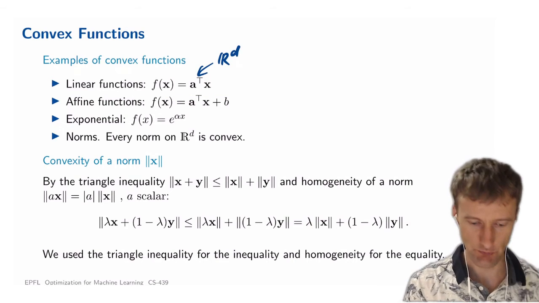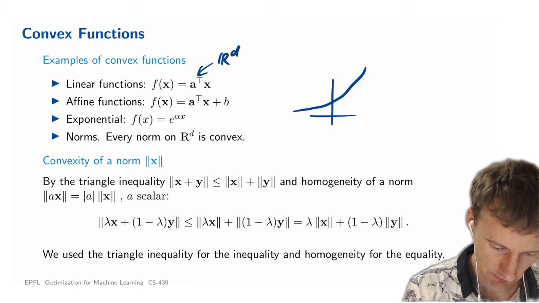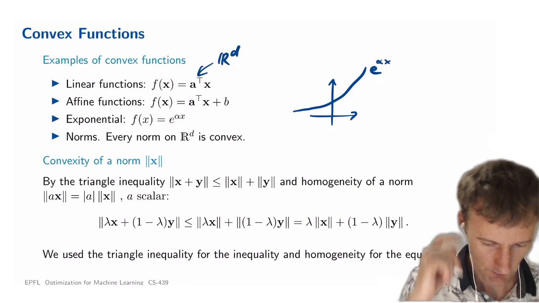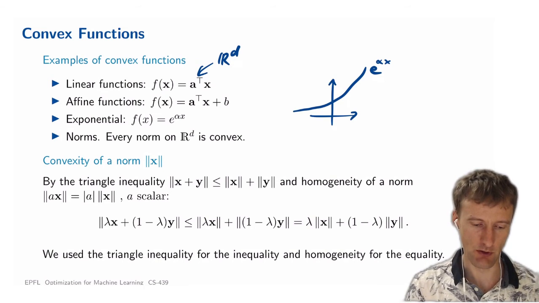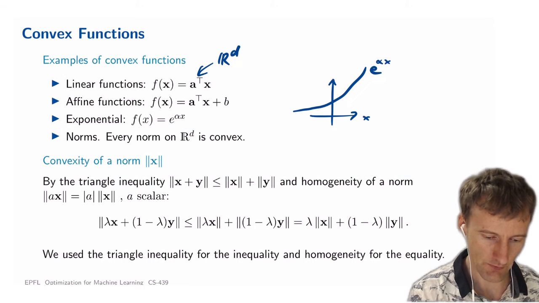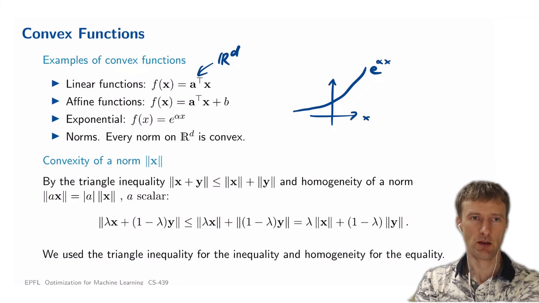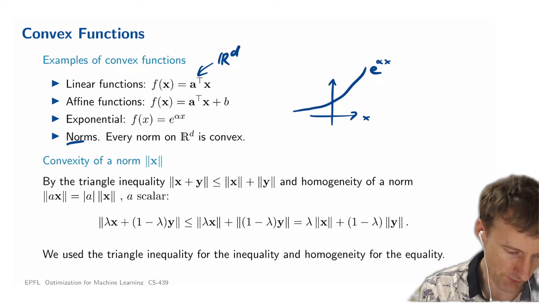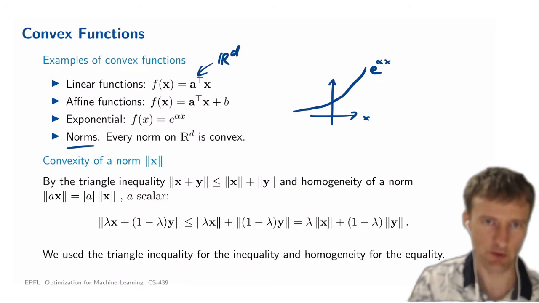We have some kind of functions which you're also very familiar with, like the exponential function. And that is a function here, a one-dimensional function, right? So from a one-dimensional x. And here we were talking about d-dimensional functions, multivariate functions. And also the fourth example I want to mention are norms. Any norm is actually a convex function.